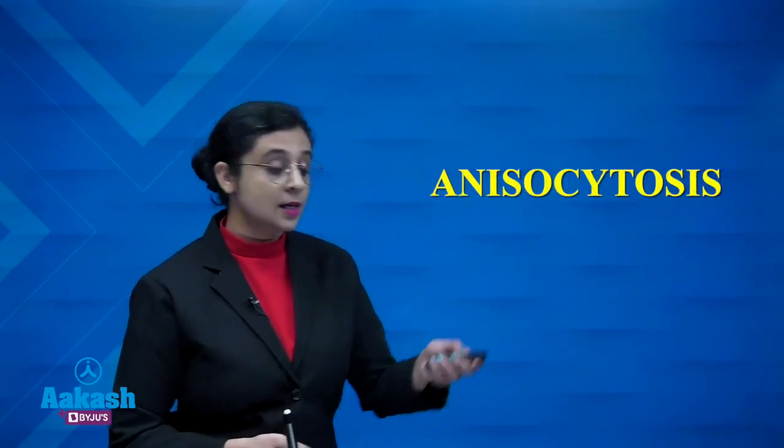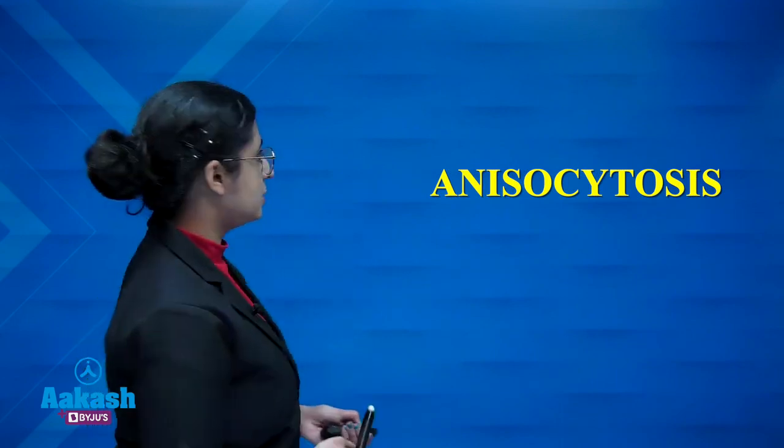Students, today we will study a very interesting topic, that is variation in the shape of the RBCs. What is variation in shape of RBCs called as? It is called as poikilocytosis, whereas variation in the size is called as anisocytosis. So we will start with the first question.